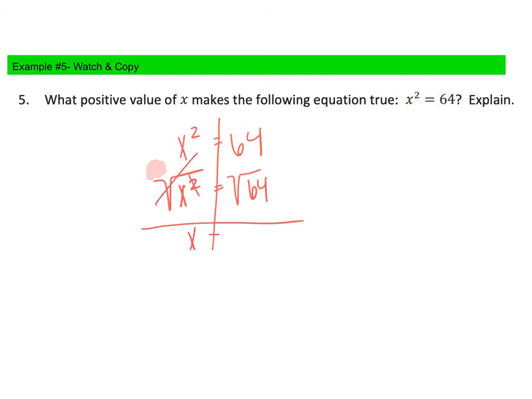We're left with x equals, well, what times what equals 64? You should have this one memorized. 8 times 8 equals 64, so that is our answer here. Square root of 64 is 8. Have it down, we're moving forward.